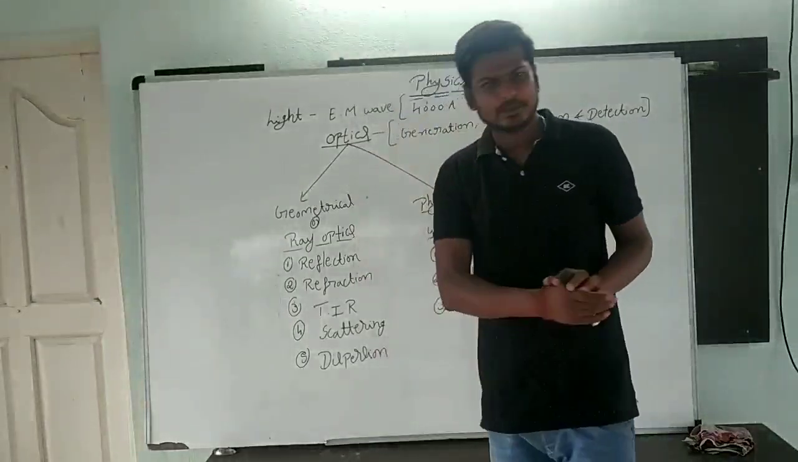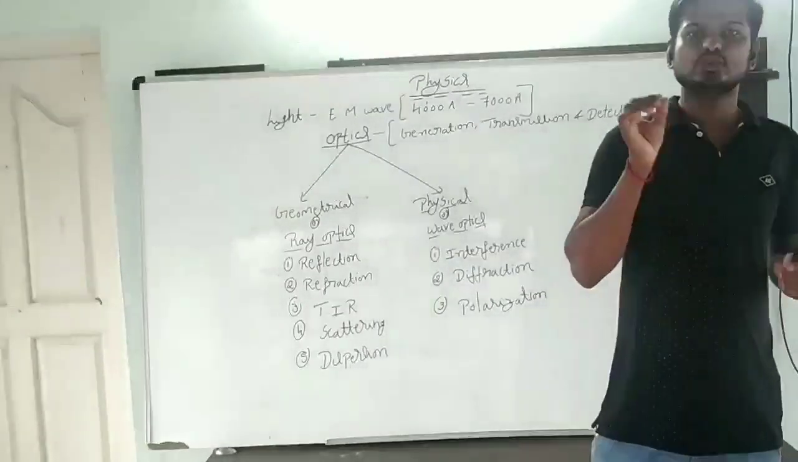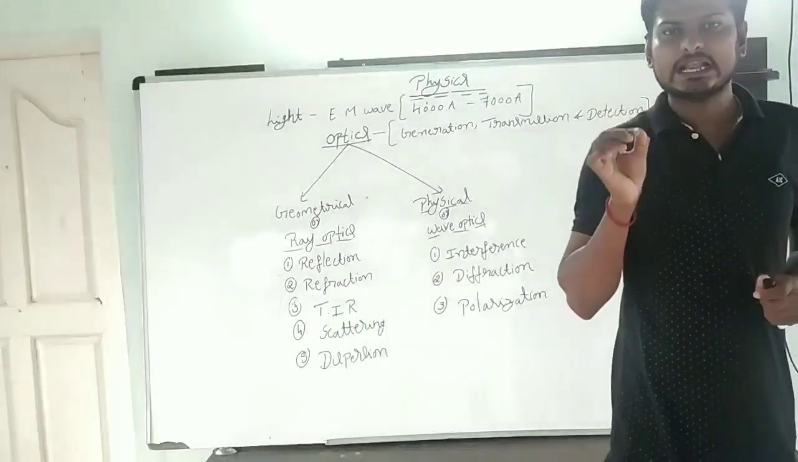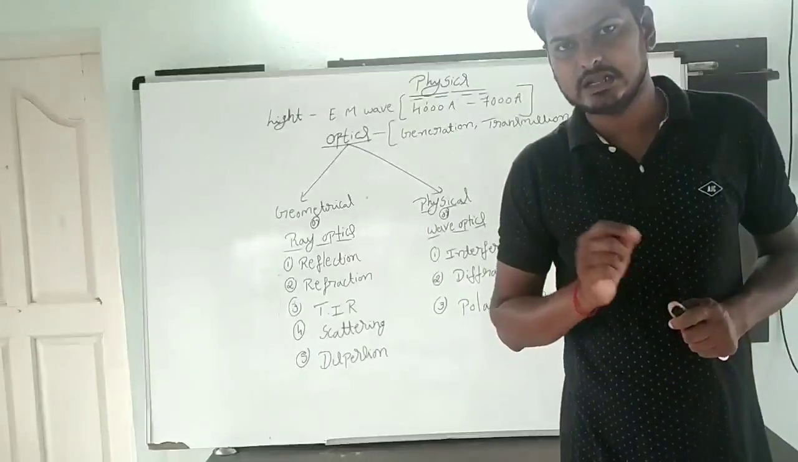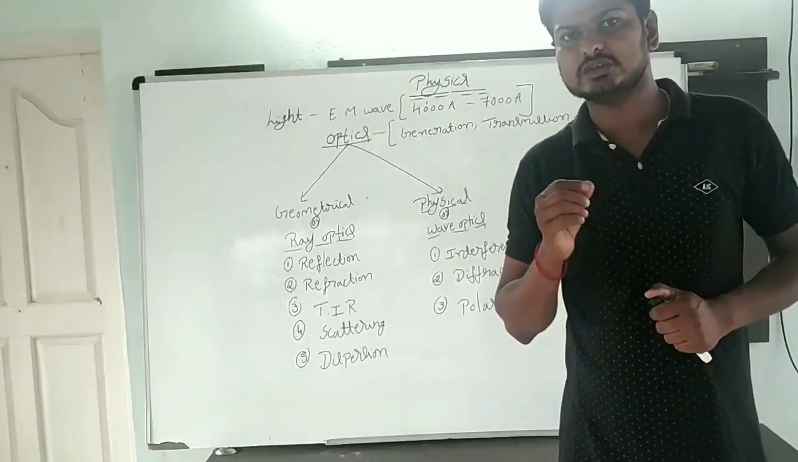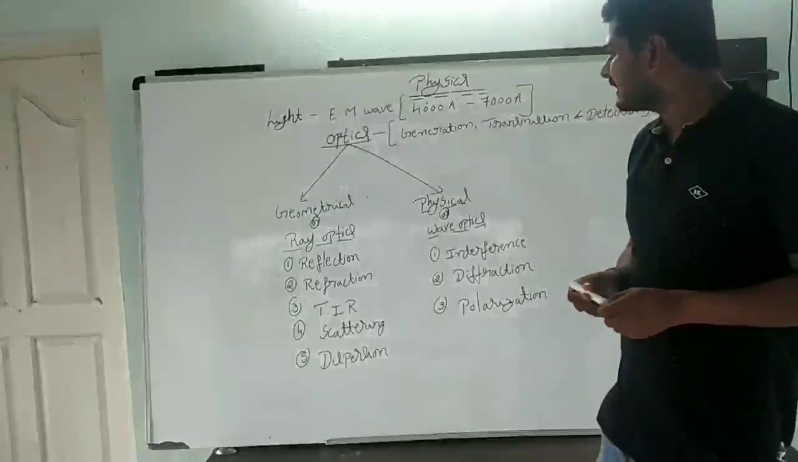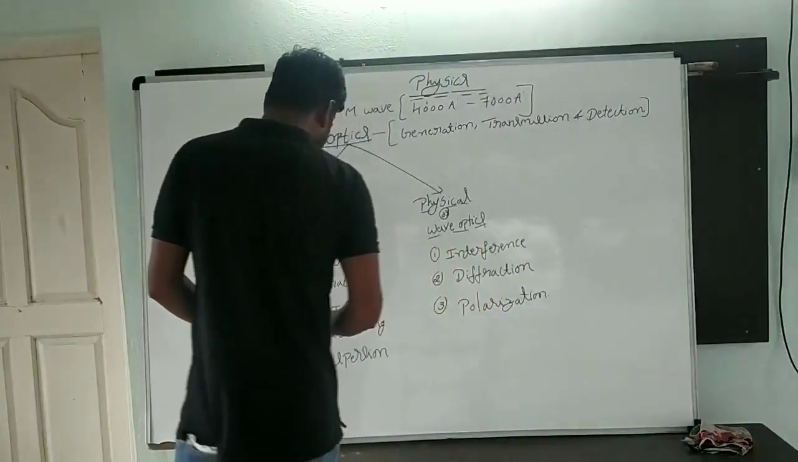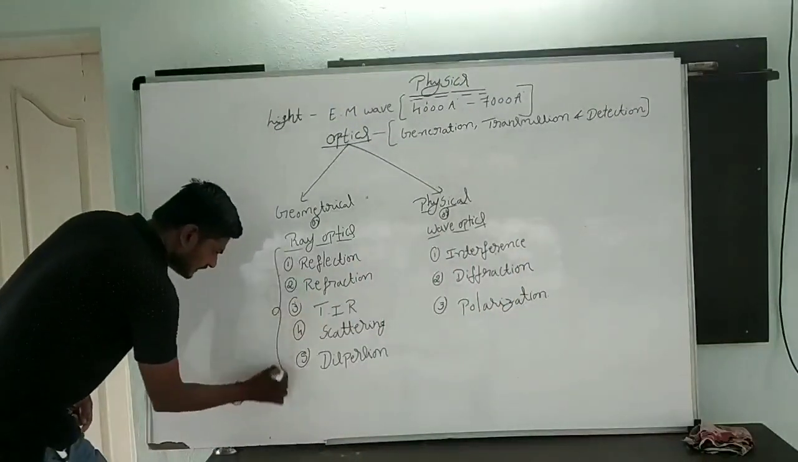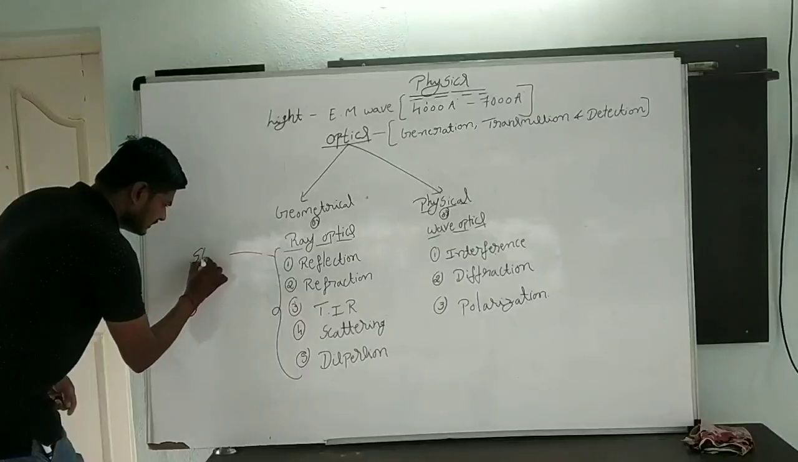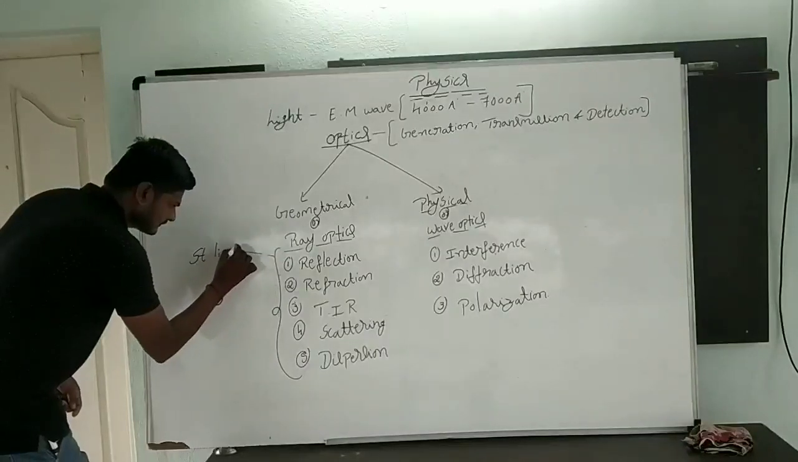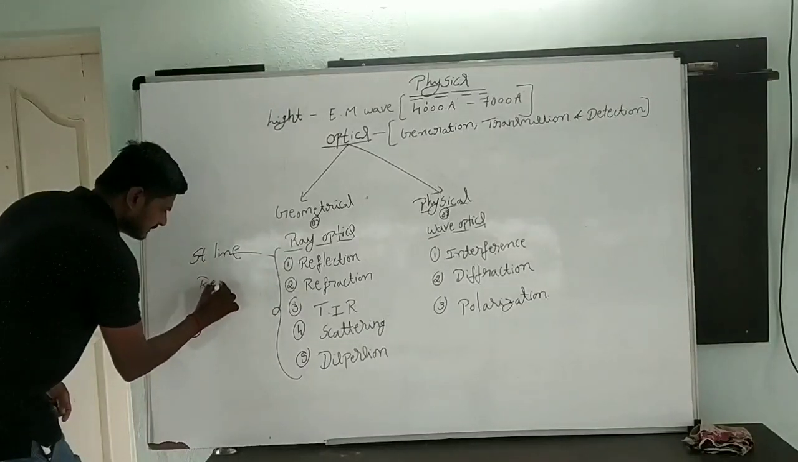In these properties, we assume that light follows a straight line path, or rectilinear propagation of light. That's why here we assume that light follows a straight line path or rectilinear propagation of light.